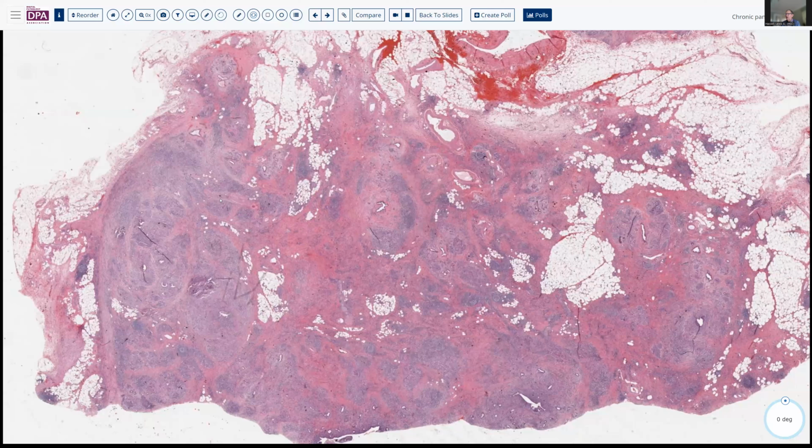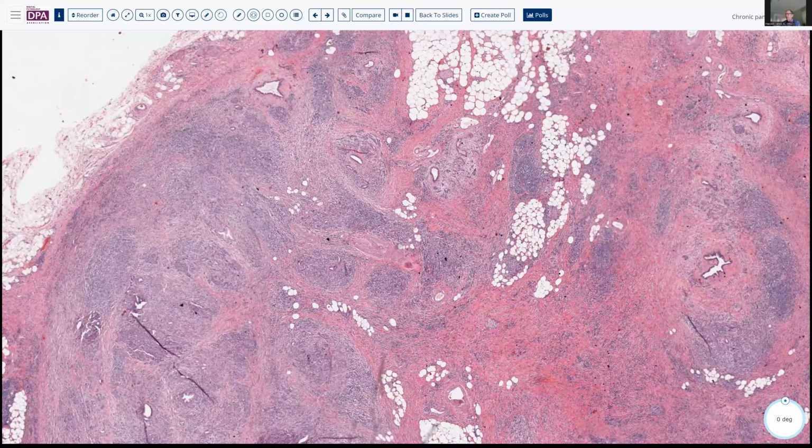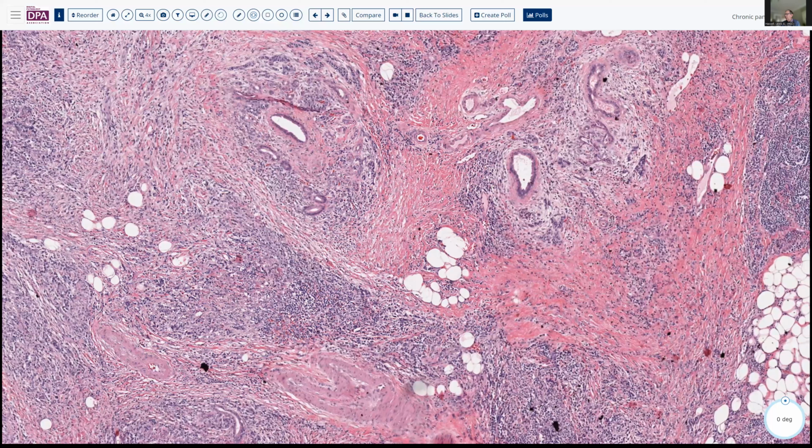Now, I apologize, this slide is a little bit dirty, so when you review it, you'll want to take that into account. But as we come into higher magnification, we can see that indeed there has been a tremendous amount of atrophy of the pancreatic parenchyma. We have the residual ducts here, but virtually no acinar parenchyma remains.